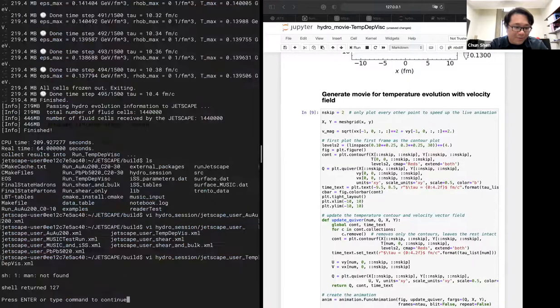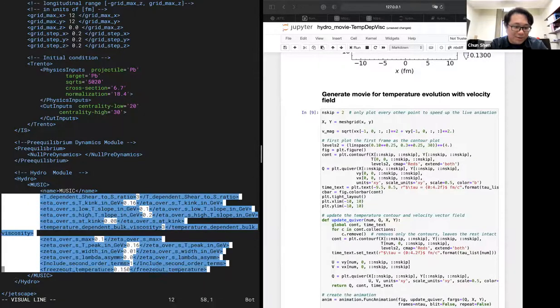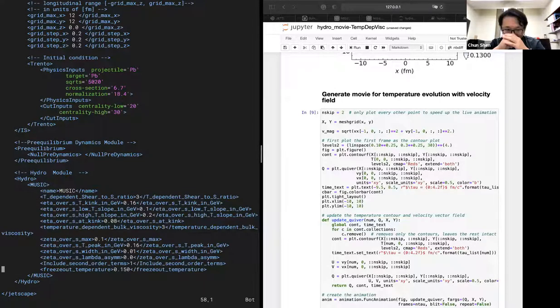So if you have a few parameters like here, those will overwrite the ones in the MUSIC input. So you can treat the MUSIC input as a halfway poor man's implementation of the JETSCAPE master, because not all the parameters inside MUSIC are coded inside JETSCAPE.